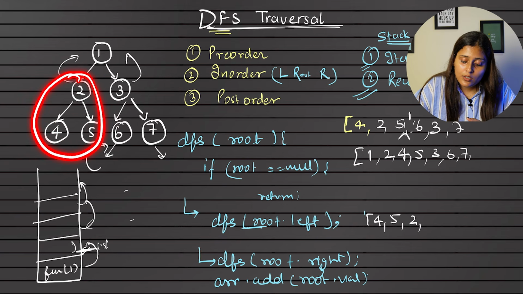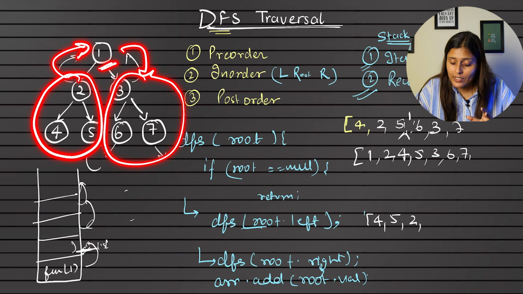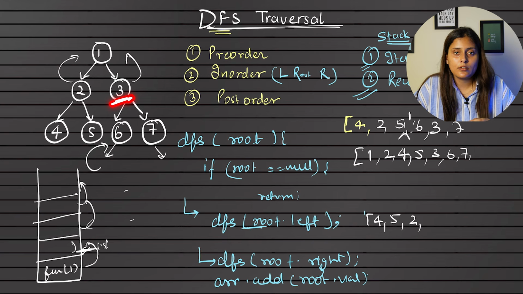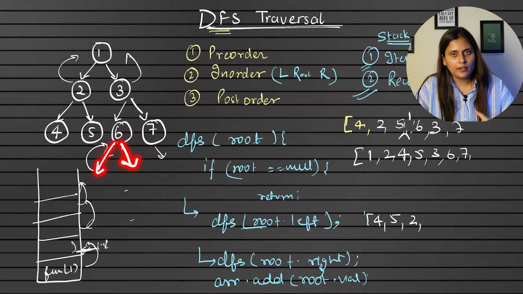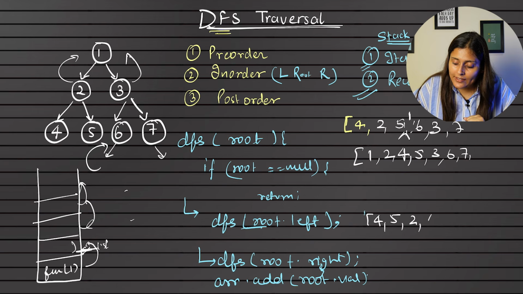Now all this was 1's left. Now we'll go for 1's right. Then only we'll add root, correct? So for 1's right, 3 is root, so we'll go for left. 6 is root, so we'll go for 6's left. Return. Now 6's right. Return because it is null. Now we'll give priority to 6, so 6 will get added here.